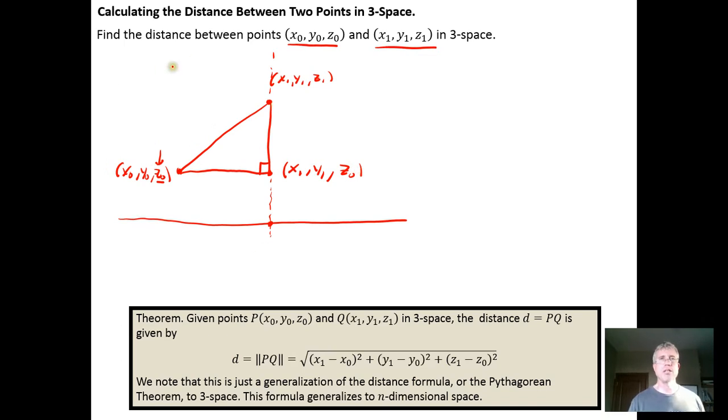And at some point, either above or below, if you're in the xy plane, you would have x1, y1, and 0, and if we drop perpendicular to the xy plane here, we'd have the point x naught, y naught, 0. So this is just a point in the xy plane, and the idea is the distance from here to here is going to be the same as the distance from here to here.